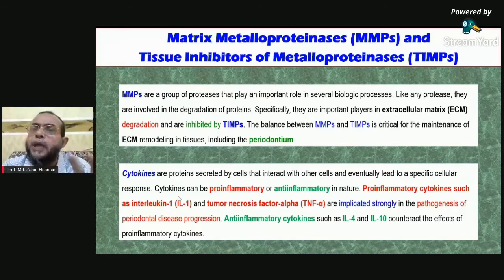These cytokines are of two types, pro-inflammatory and anti-inflammatory. There are hundreds, thousands of cytokines, I will tell you only two or three that are very important for you to remember. Cytokines can be pro-inflammatory or anti-inflammatory in nature. Pro-inflammatory cytokines such as interleukin 1 and tumor necrosis factor alpha, remember these two, very important, are implicated strongly in the pathogenesis of periodontal disease progression.